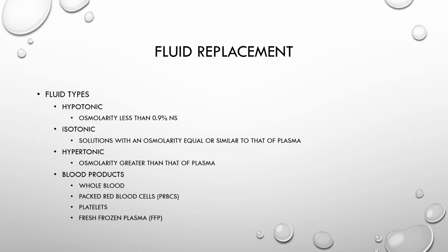Then we also have blood products. So blood can come in many different ways. Whole blood, which is going to have everything in it. Packed red blood cells, platelets, and fresh frozen plasma, which we will talk about.